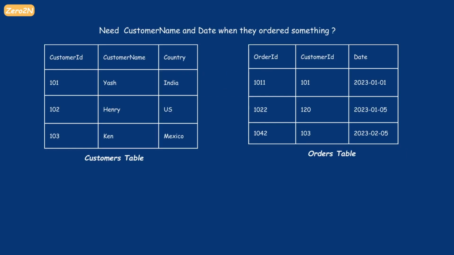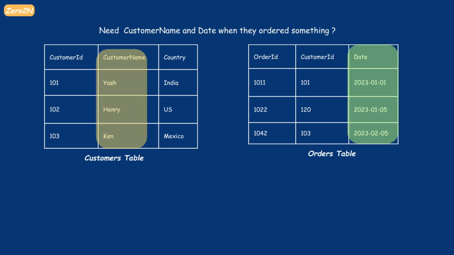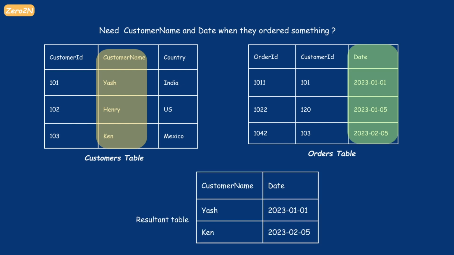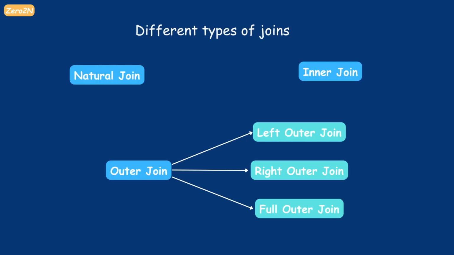Now let's say you want the information about the customer name and the date they ordered something. So the customer name is present in one table and the order date is present in another table. Now you need to combine these two tables to get the relevant information you need. So the join is used to combine those two tables. There are different types of joins: natural, inner, left outer, right outer, and full outer join.